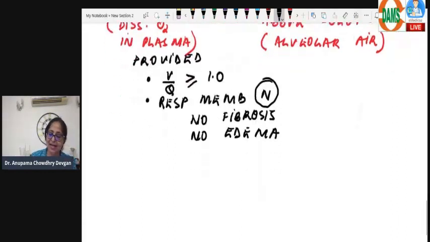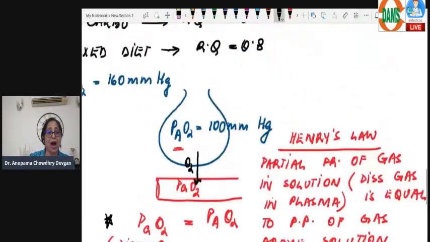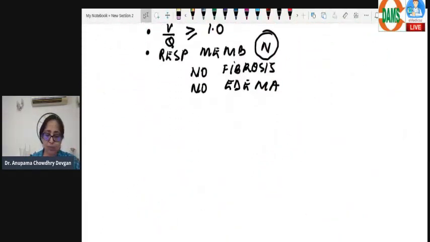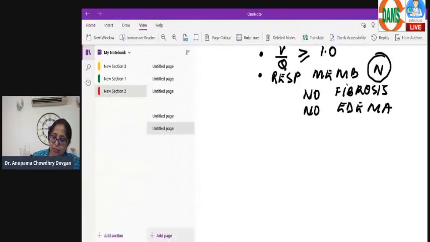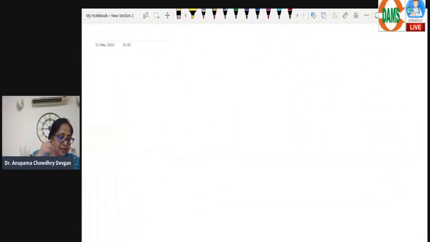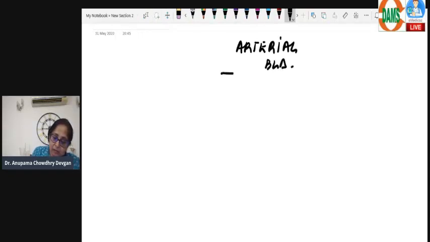Okay, now this is as far as the significance of knowing the alveolar partial pressure of oxygen is concerned. Now let us have a look at some normal values. What happens in arterial blood and what happens in venous blood? Let us see what the normal values are for arterial blood and for venous blood. Yes?